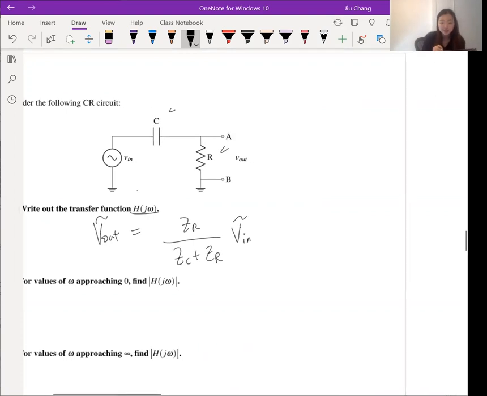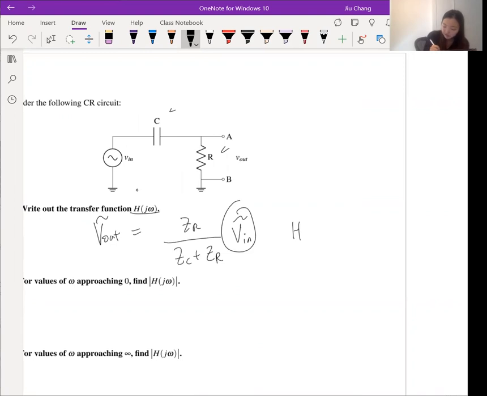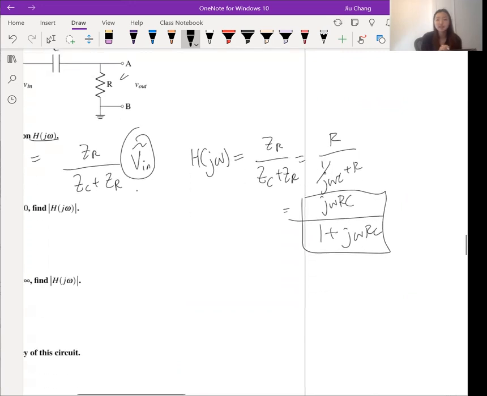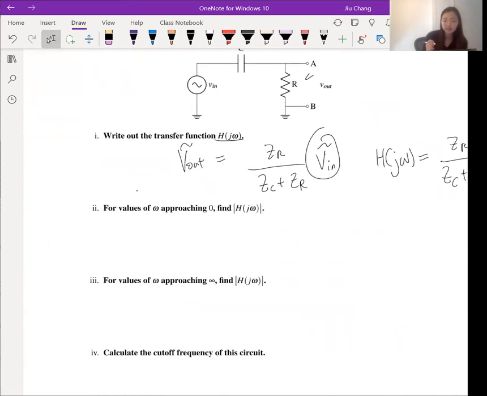For our voltage divider, dividing by Vin, we notice that our transfer function is just equal to this coefficient. So plugging in the values for our impedances, we now get this as our transfer function for the CR circuit.